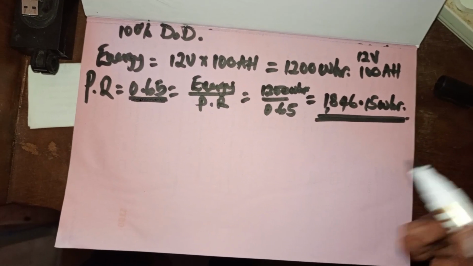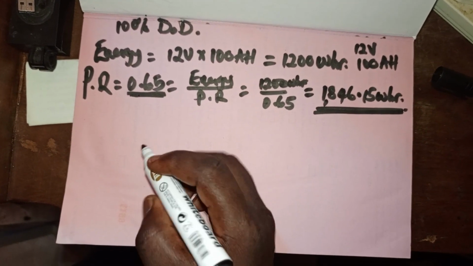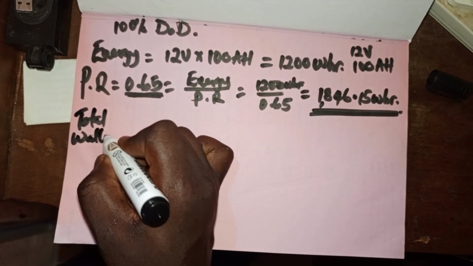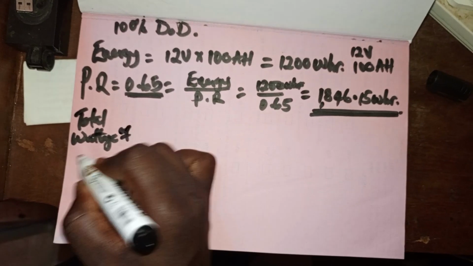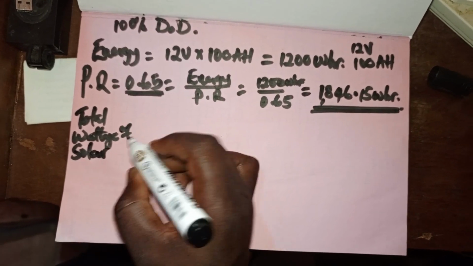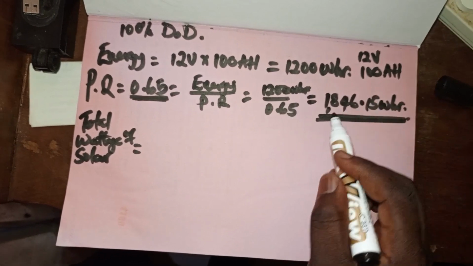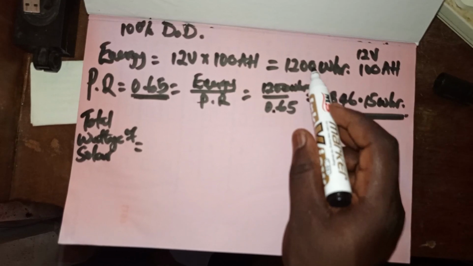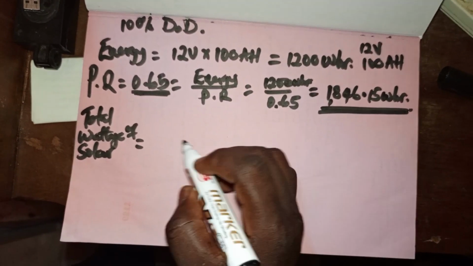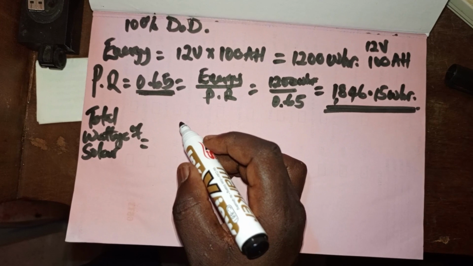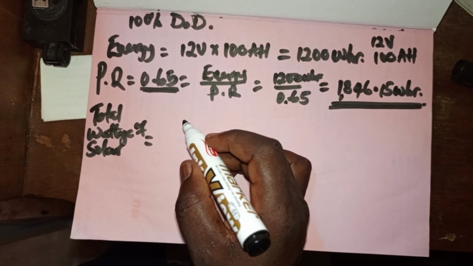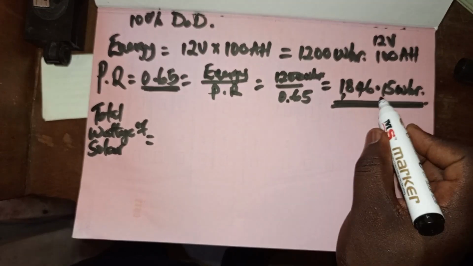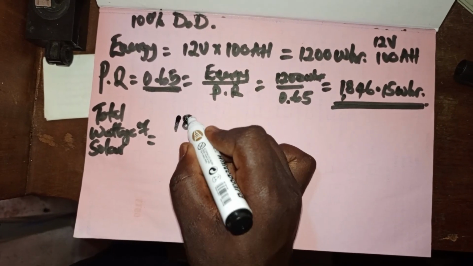So now the next thing, we are going to look at the total wattage of the solar required to charge this battery, given these conditions, given this performance ratio, given this total energy stored in the battery. So to get that one, we shall say, assuming in a day you get abundant sunshine for like 5 hours.